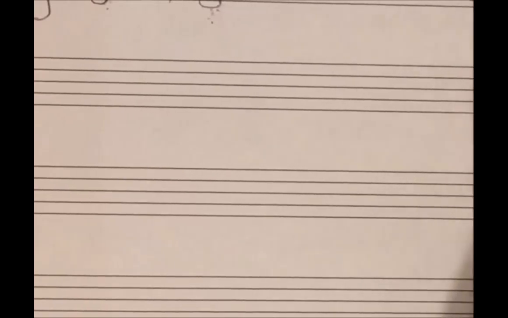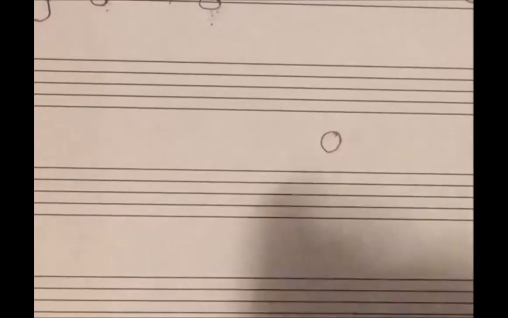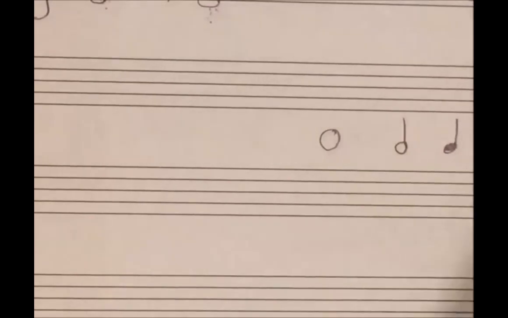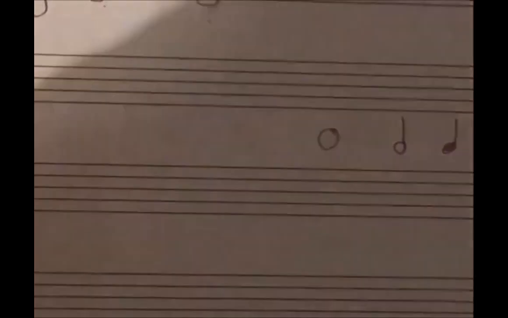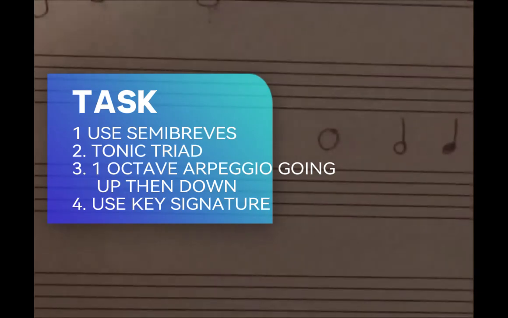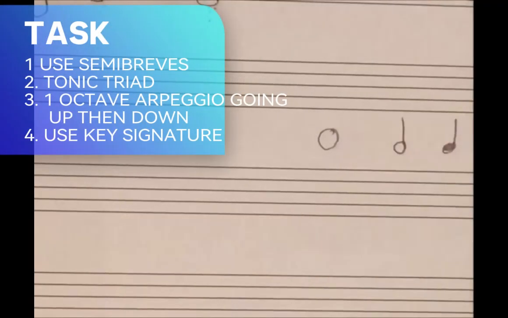in your workbook. So the question is, using semibreves, remember what a semibreve is? Not a minim, not a crotchet. It says, using semibreves, write the following tonic triads and 1 octave arpeggios going up then down. It also says, use the correct key signature each time.